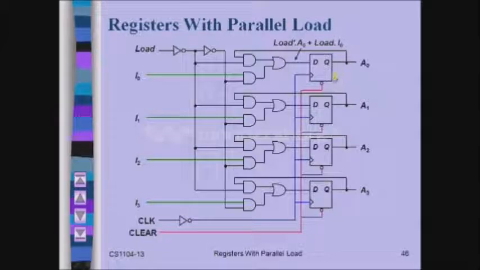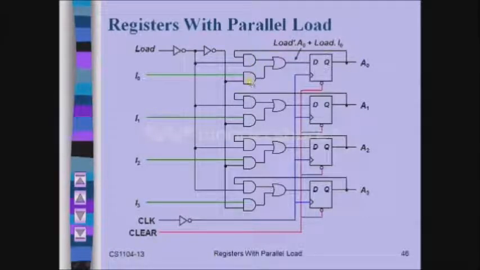Okay, now these flip-flops are holding 1 1 0 0. Now assuming that the load input is 0, the output of this inverter would become 1 and this inverter would become 0. As this inverter output is 1, the output of this AND gate now depends on A0. As A0 is 1, the output here would be 1.